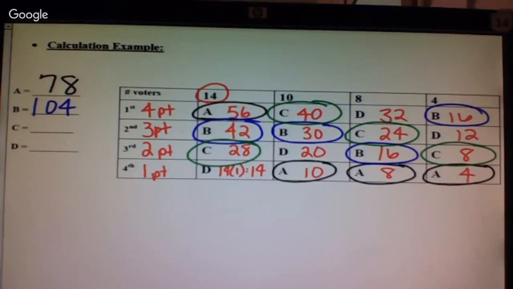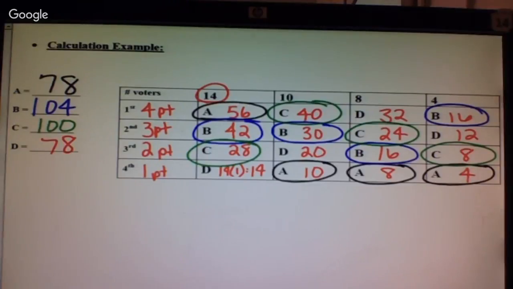$100. What was it? He put out a calculator. Oh. And then finally add up all your D's. 14, 20, 32, and 12. $78 again.